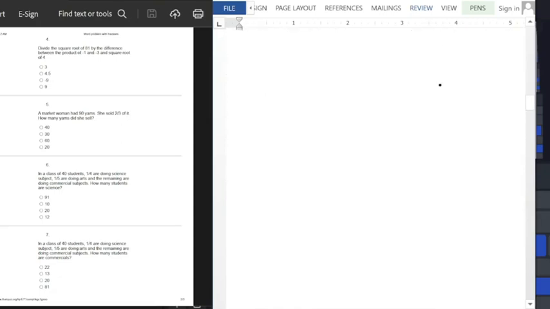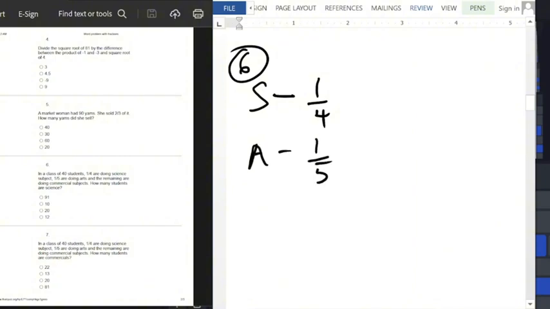Then number 6. Question 6. In a class of 40 students, 1 over 4 are doing science. That means science is 1 over 4. 1 over 5 are doing arts. So arts is 1 over 5. And the remaining are doing commercial subjects. How many students are science? So 1 over 4 are doing science. That's 1 over 4 of 40. So that means 1 over 4 times 40, which is going to be what? 10 students. So the answer is B there.